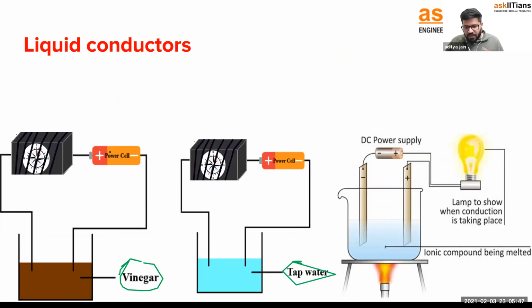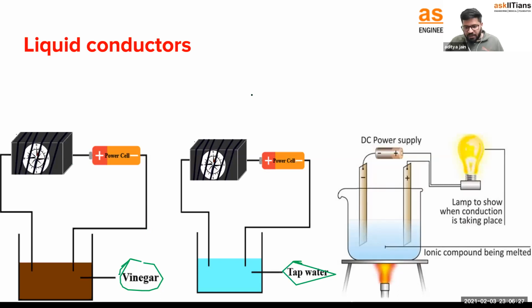Since I told you that a bulb is not sufficient to measure the amount of current flowing or to detect the presence of current flowing through the liquid solution, what you do is either you can use LEDs or you can use magnets. You can use magnets because there is something known as the magnetic effect of current. What is the magnetic effect of current basically?